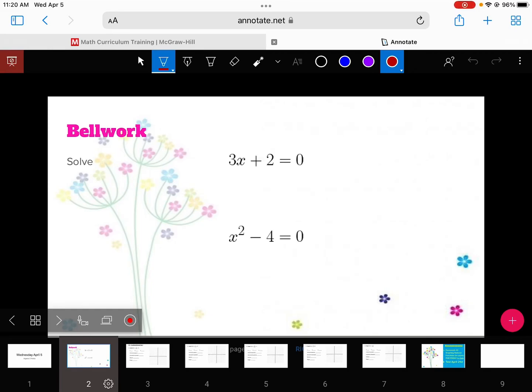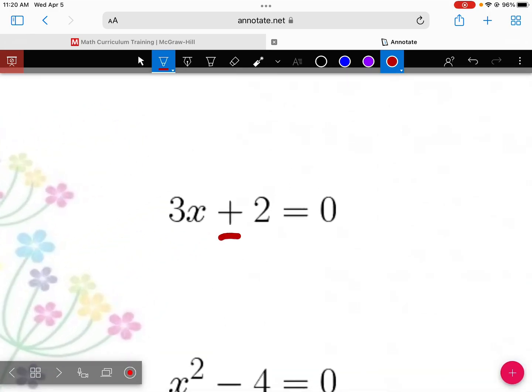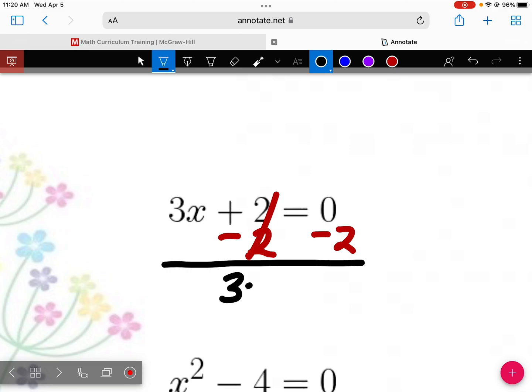So I asked you guys to solve these two equations. What do you need to do on the top one, on the first one, to solve that? Subtract 2 from both sides. So I'm going to minus 2, minus 2. I have 3x equals negative 2.